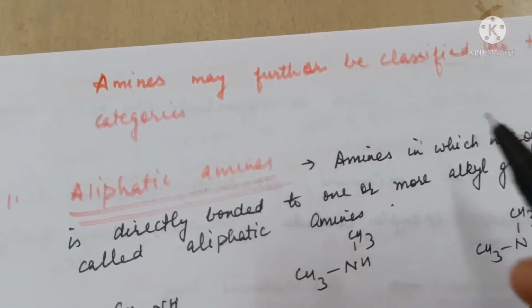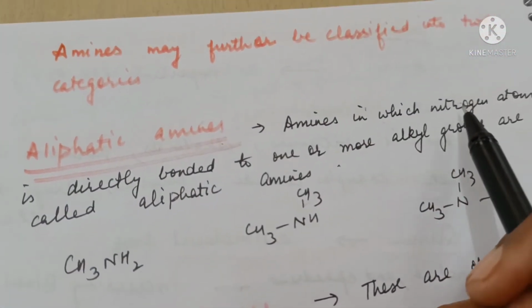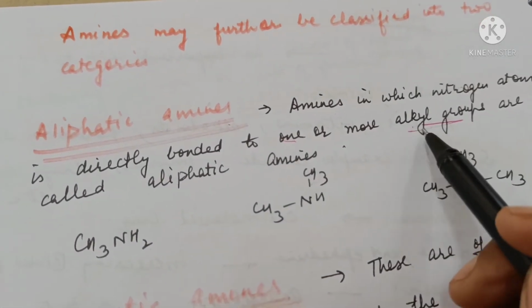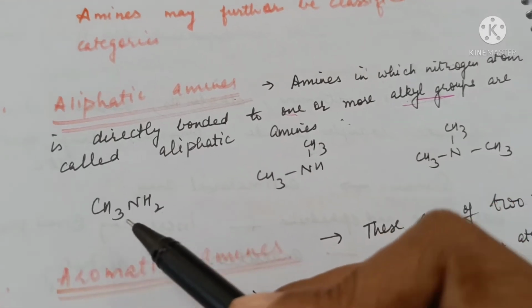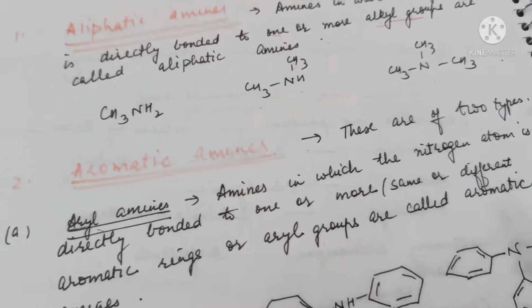Amines may further be classified into two categories: aliphatic amines. Amines in which nitrogen atom is directly bonded to one or more alkyl groups are called aliphatic amines. For example, methylamine, dimethylamine, or trimethylamine.